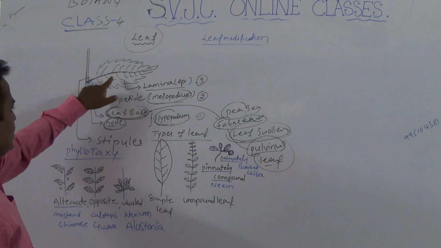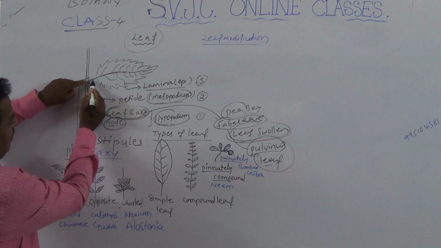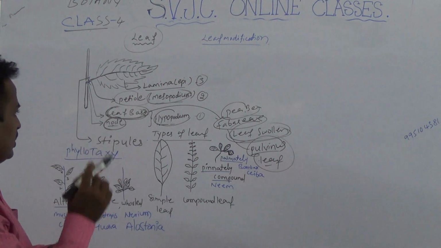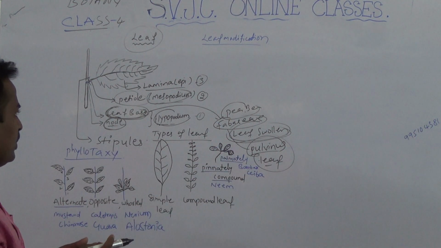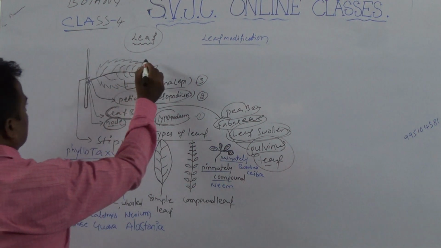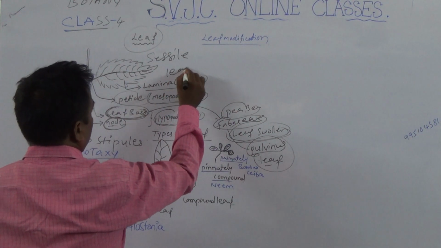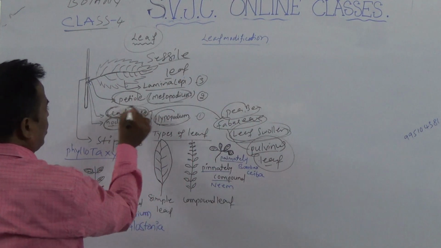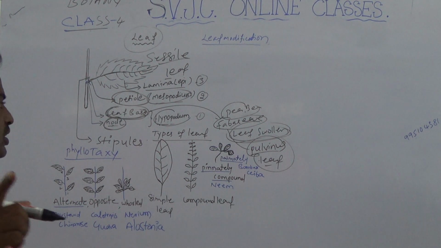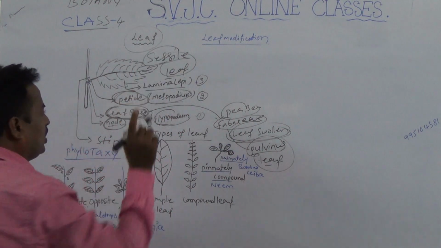Is that clear? This is the lamina. This is the leaf base. This is the lamina, this is the base. The connecting link of leaf base and lamina is called petiole. Petiole is very long in some plants, very short in some plants. Sometimes petiole is also absent. Such a leaf is called sessile. Sessile leaf is nothing but the petiole is absent. If the petiole is present, such a leaf is called petiolate. You know, students, a petiolate leaf is nothing but the petiole is present, and a sessile leaf is nothing but the petiole is absent.